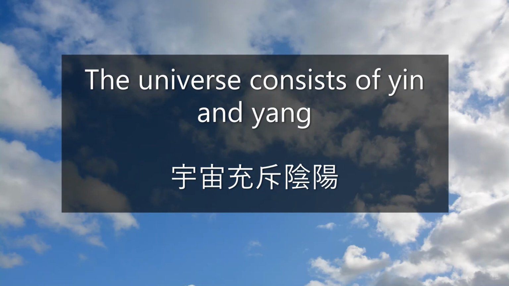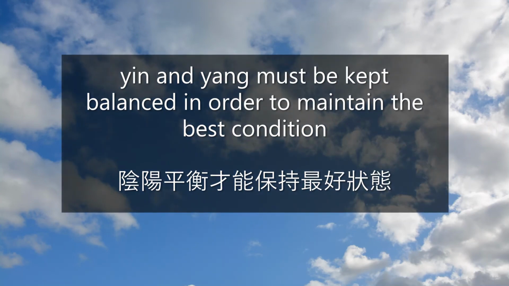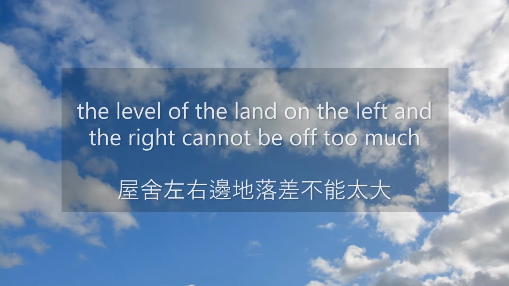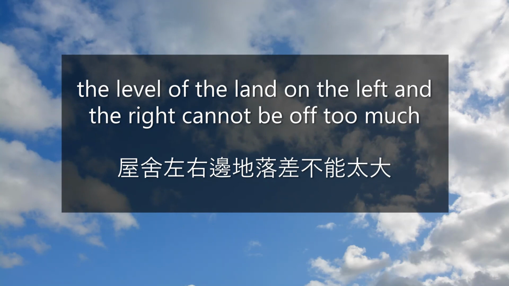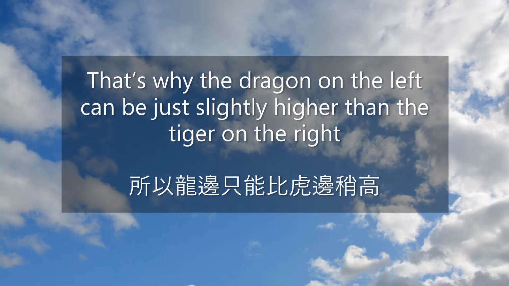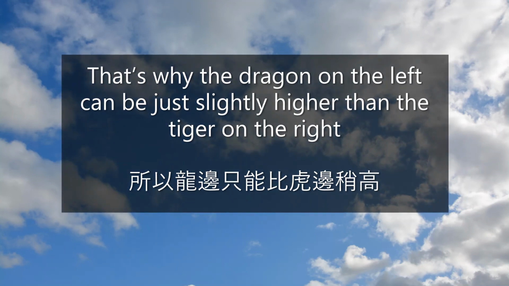The universe consists of yin and yang. Yin and yang must be kept balanced in order to maintain the best condition. Therefore, the level of the land on the left and the right cannot be off too much. That's why the dragon on the left can be just slightly higher than the tiger on the right.